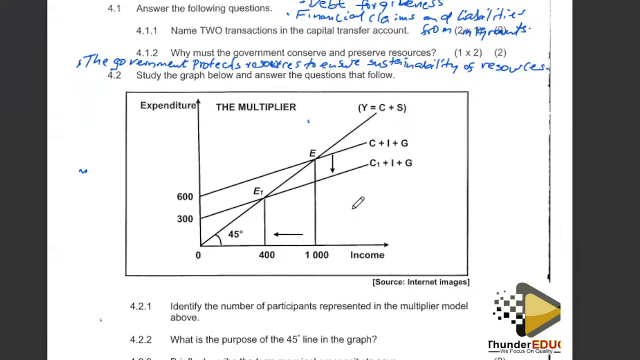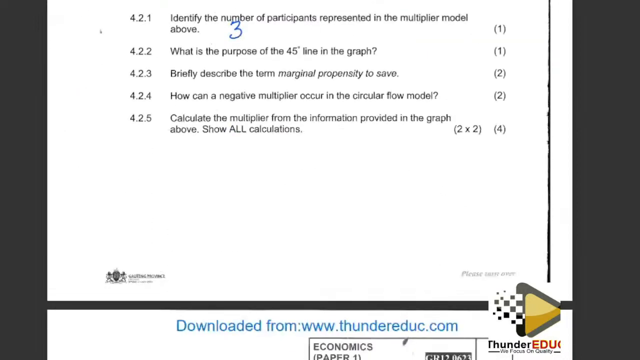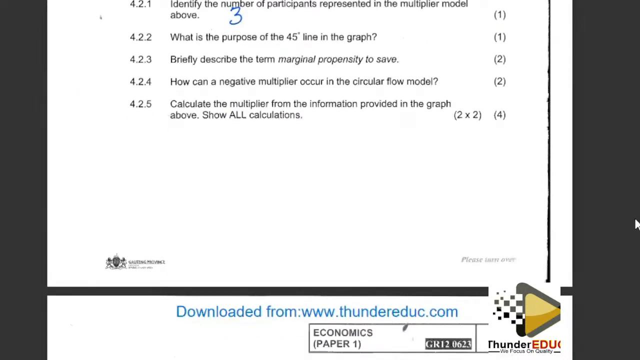Okay, right. So now if we identify the number of participants represented in the multiplier model above, how many are they? There are three. So meaning here, we have three participants. Okay, right, grade 12. So now let's move on to the next question. The next question that we are faced with is question 4.2.2, and this question reads as follows: What is the purpose of the 45 degrees line in the graph?